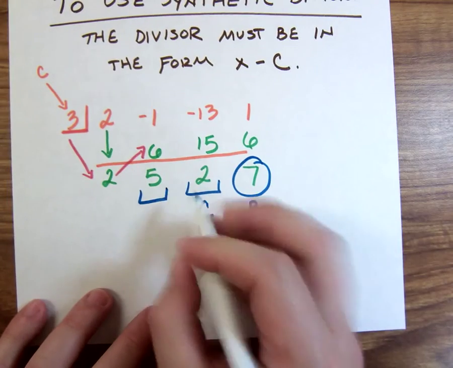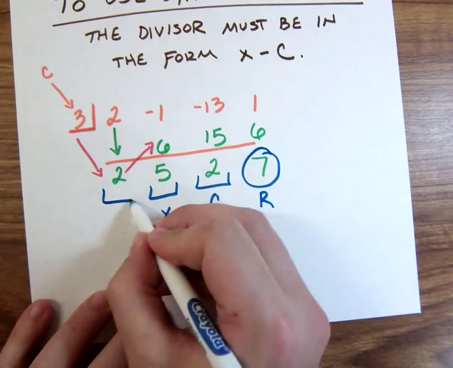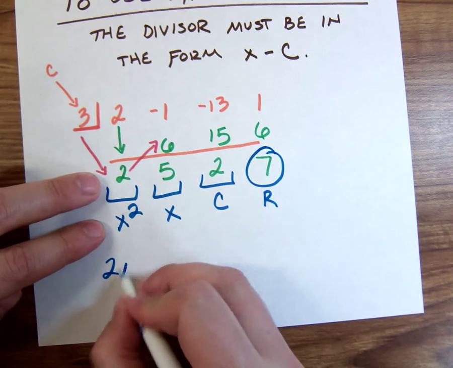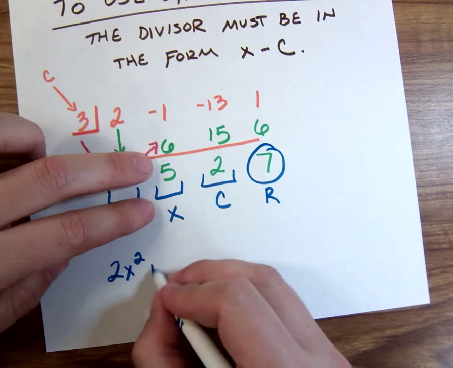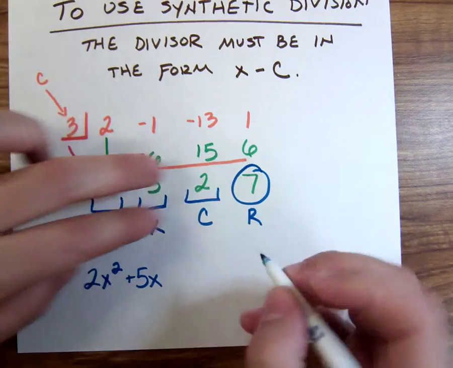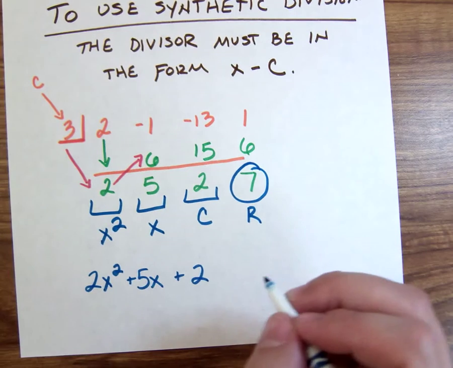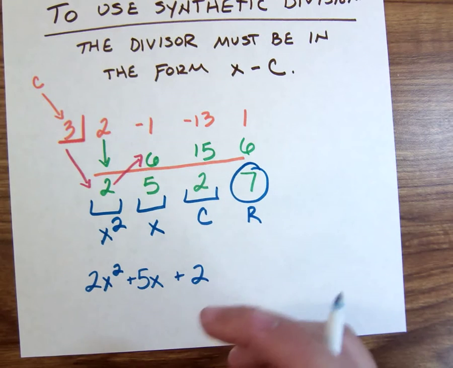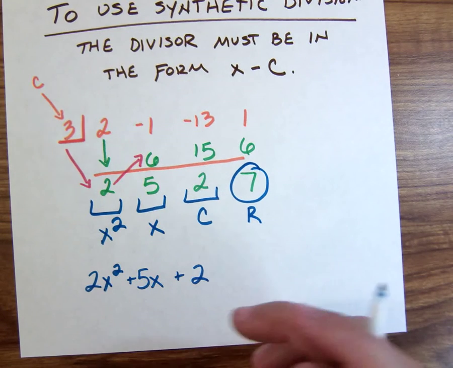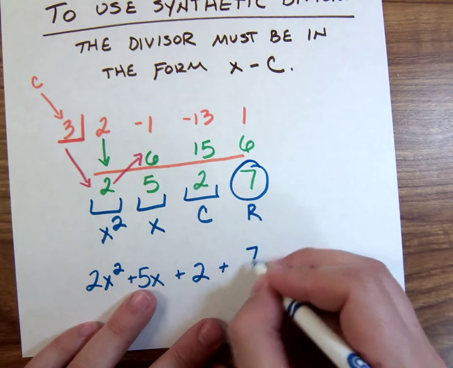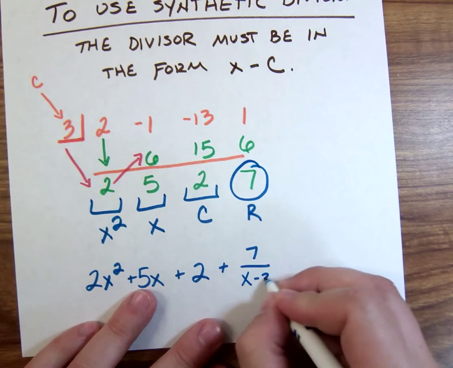The next number is the x. The next number after that is the x squared. So my answer is 2x squared plus 5x plus 2 with a remainder of 7. How do I write the 7? If you write R7, I get to slap you one time. It's 7 over the divisor, which was x minus 3. There's the answer.